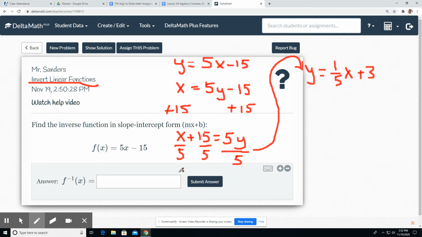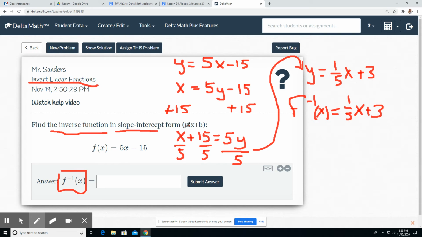All right. And then the last step is we use the notation of the inverse, which would be f inverse of x equals 1 over 5x plus 3. Now it says find the inverse function in slope-intercept form, mx plus b. So here's our m, here's our x, here's our b.